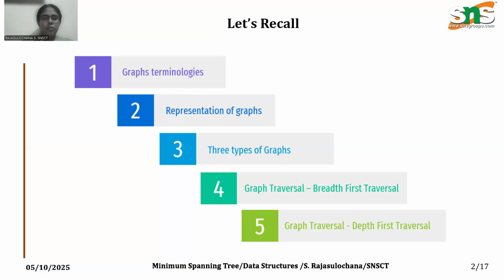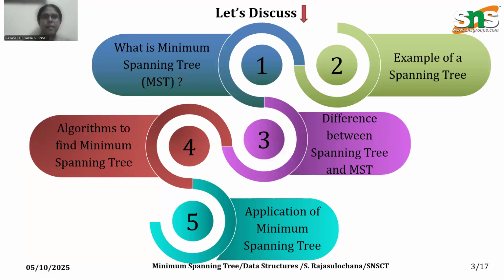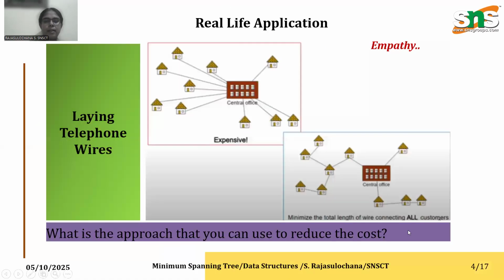So before we go to look about the topic, let's have a quick recall on the previous topics we have discussed. So we have seen what is graph and what are the various terminologies in graph data structure. We have seen three ways of representing graphs such as adjacency matrix, adjacency list, and incidence matrix. We also have seen about the types of graph and graph traversal techniques, which includes breadth first traversal and depth first traversal. So here are the points that we are going to discuss today.